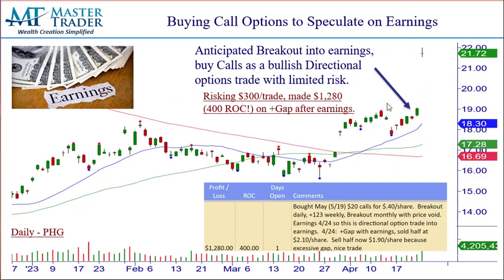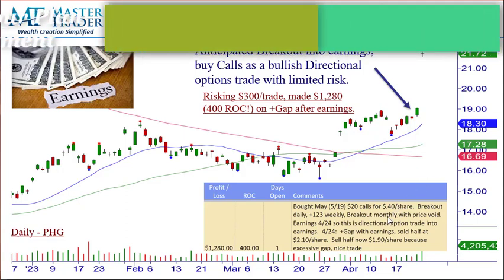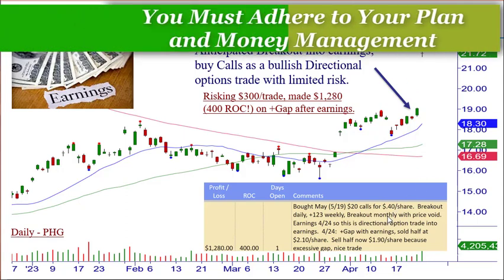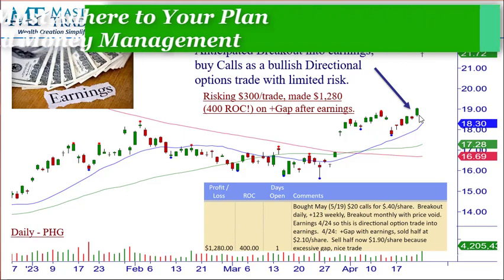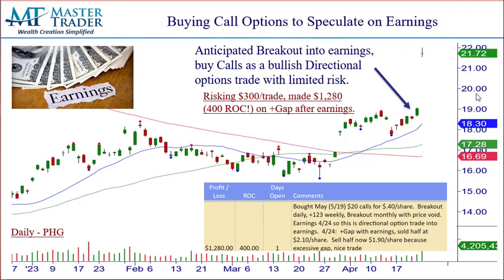So PHG, it was announcing earnings the following morning, and we wanted to speculate on a bullish reaction to earnings, but with limited risk. And we went into the option table and we bought a month out $20 call option. So the stock is trading at 19 and change. We only paid 40 cents a share for these options. That gives us the right to buy PHG at $20 strike price on or before May 19 expiration, pay 40 cents a share. If you buy 10 of these, it will cost you $400.